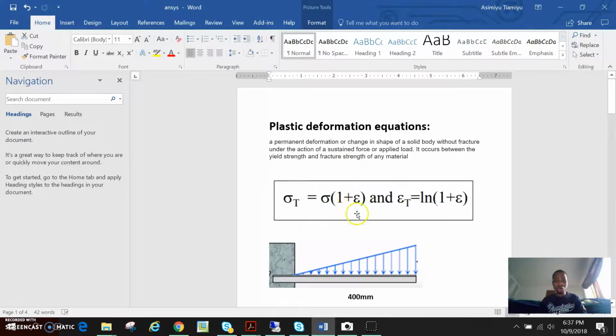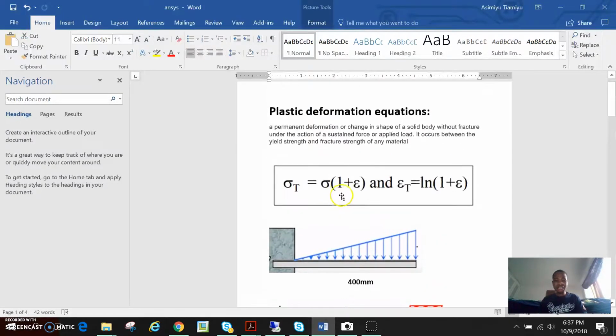The equations that I'm showing you here are the equations that I'm going to verify. Maybe they are really good and correct, although we know they are correct because we've been using them for a long time. I just want to do my research and verify with respect to these equations. So this is the stress equation, the true stress, and this is the true strain.